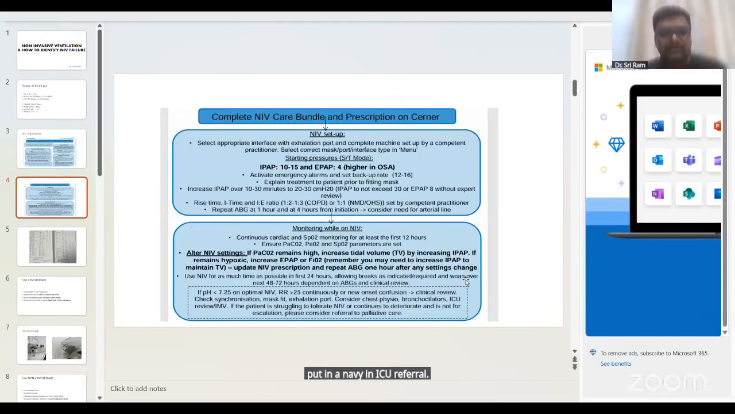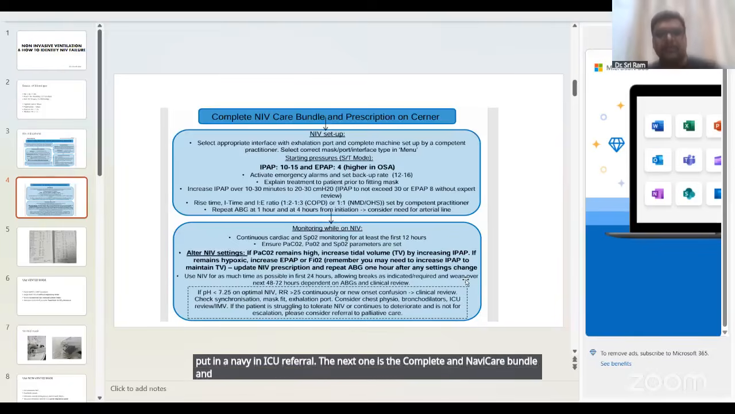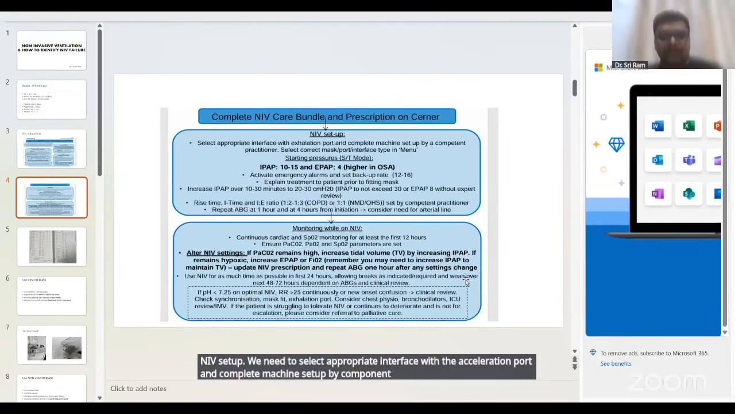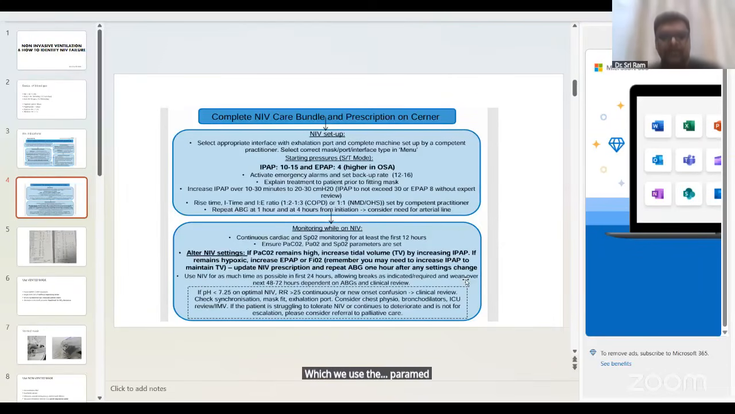The next one is the complete NIV care bundle and prescription. NIV setup: we need to select the appropriate interface with the escalation port and complete machine setup by a competent practitioner, which we do with paramedics and respiratory therapists. Select the correct mask and port interface.